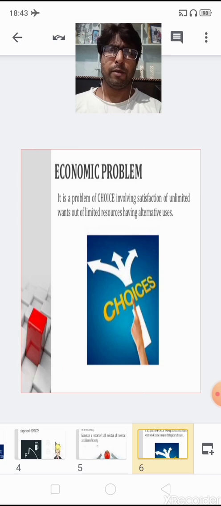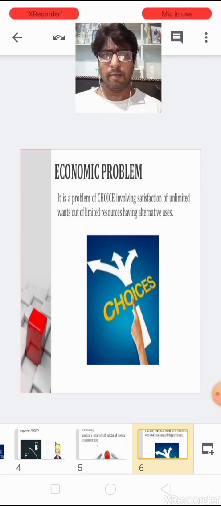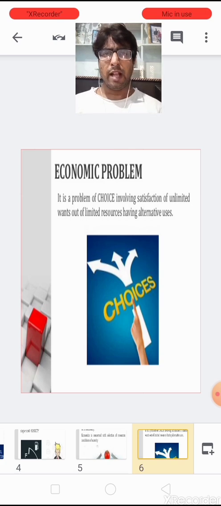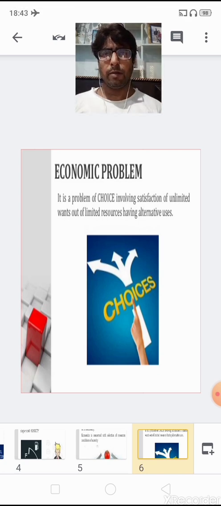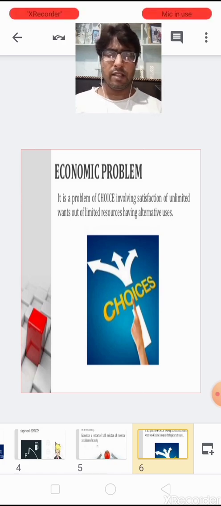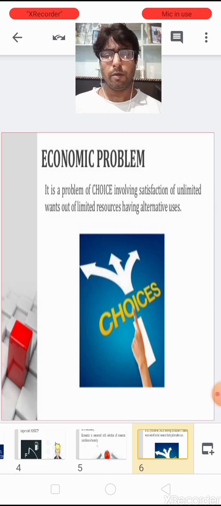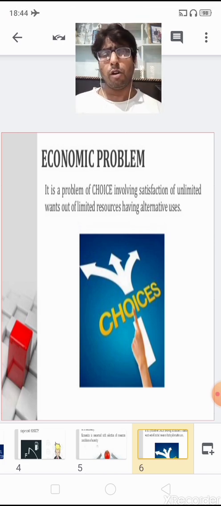Now, let us learn the economic problem. Children, as you all know, human wants are unlimited, but the means to satisfy them are limited. Therefore, all our wants cannot be fulfilled at one time. In order to maximize satisfaction, every consumer exercises choice as to which goods or services should be consumed and in what quantity. The economic problem is basically a problem of choice. So the economic problem, as I just said, is a problem of choice involving satisfaction of unlimited wants out of limited resources having alternative uses. So, children, the economic problem is a problem of choice involving satisfaction of unlimited wants out of limited resources having alternative uses.